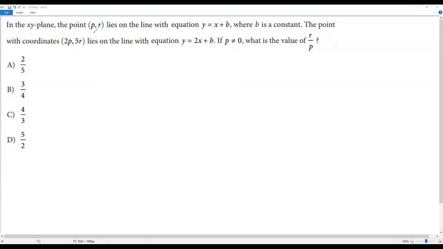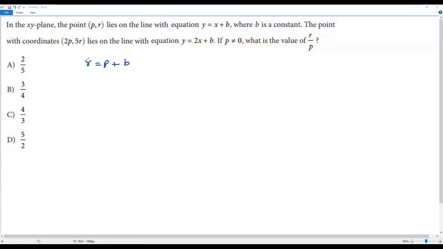Okay, the first information says a point with the coordinates p and r lies on the line with the equation y equals x plus b. Since the point (p, r) is on the line y equals x plus b, we can plug in the x coordinate p for x and the y coordinate r for y. Then I'm getting r is equal to p plus b.